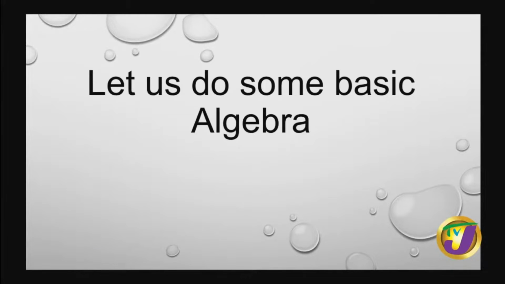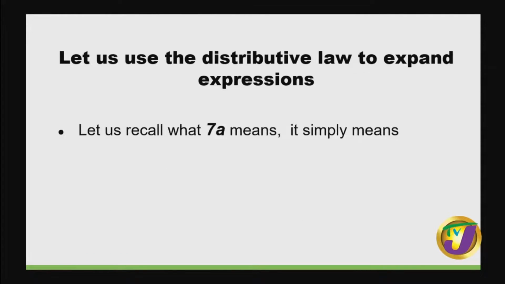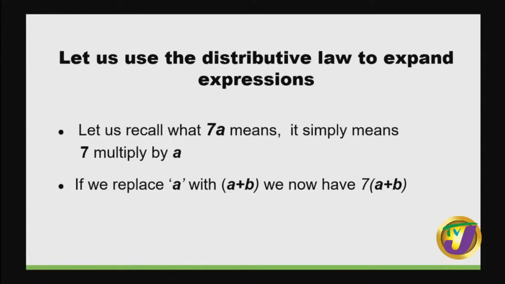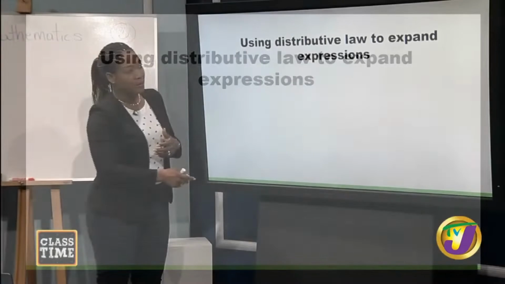All right. Let us recall what 7a means. What does 7a mean, guys? So 7a simply means 7 multiplied by a. So when you see the coefficient 7 next to a, it means that you're multiplying. Now, if we were to replace that a with a plus b, we now would have 7, open bracket, a plus b. Why? Because that means we are substituting wherever you see a in that term or expression with a plus b. And that's how we pretty much look at simple things in algebra.